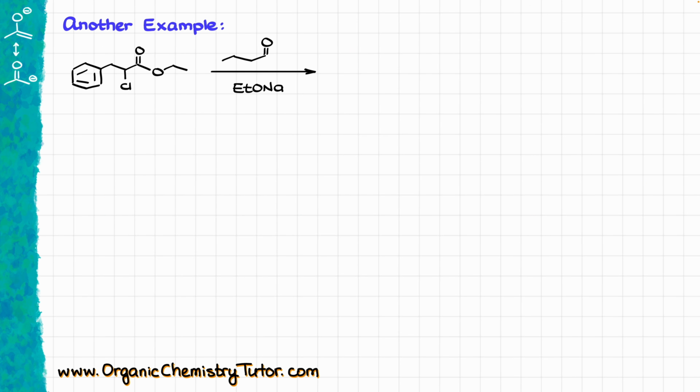Now, here is another example. Here we are going to start in exactly the same way as we did in the previous case. We're going to take this hydrogen in the alpha position, I'm going to bring my base and pull that proton off, like so, to make the corresponding enolate.